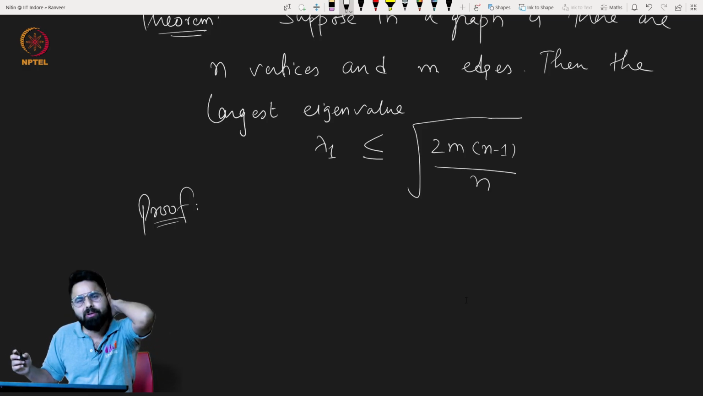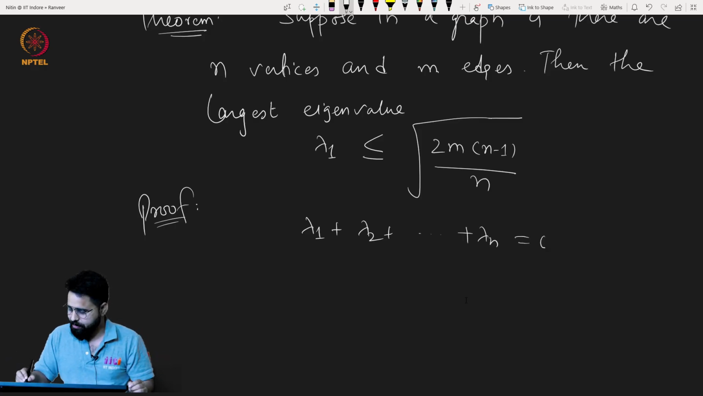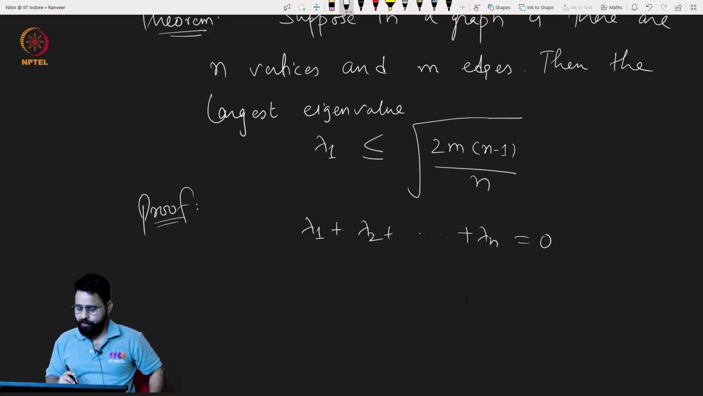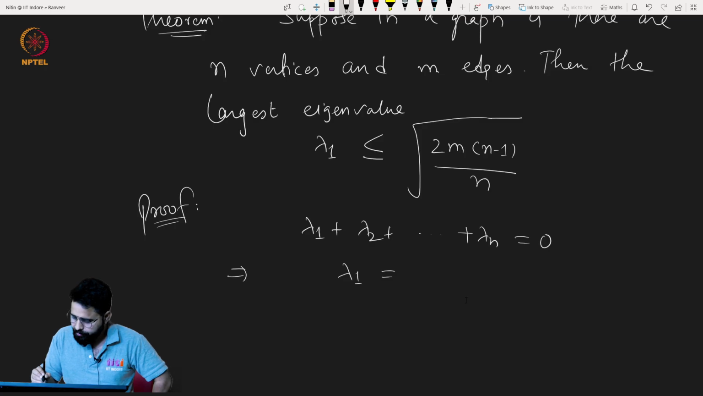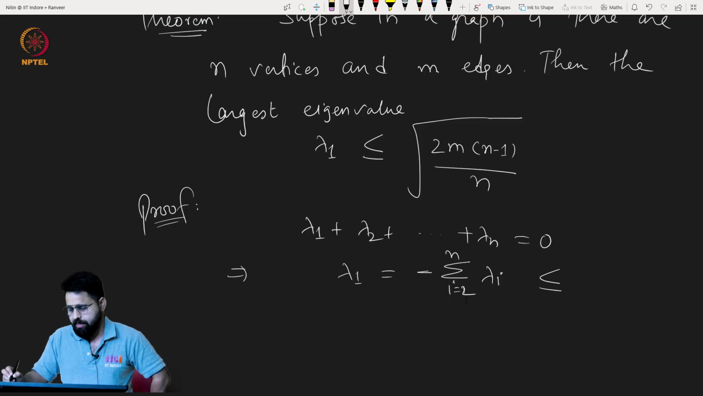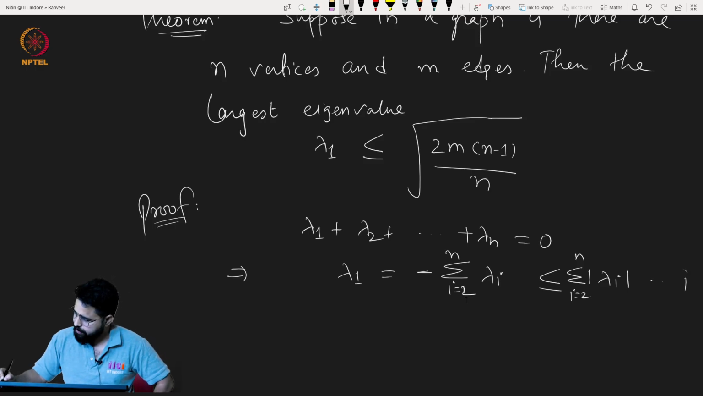One thing is that if you sum all the eigenvalues, this is equal to 0 because this is the trace. So one thing is sure. Because we have to write in terms of lambda 1, it is better to keep it separate. So lambda 1 equals minus the sum for i equal to 2 to n of lambda i, which essentially means that lambda 1 is less than or equal to the sum of mod lambda i for i equal to 2 to n. Very simple fact. Let me call it 1.